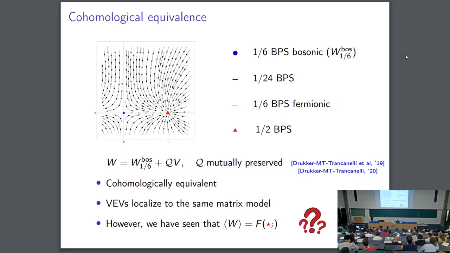So in particular, cohomological equivalence means that the expectation values localize to the same matrix model. So we expect all these operators to have the same expectation value. But as I showed you in the previous slides, these operators depend on these red star parameters. So depending on how you tune these parameters, you have a different expectation value. So what is happening? And this is what we are investigating now.